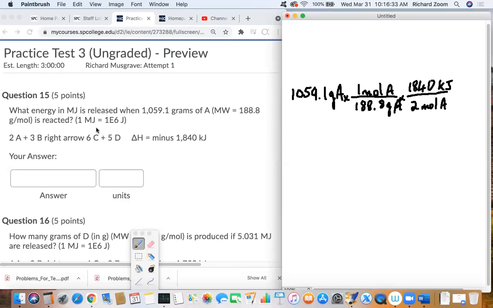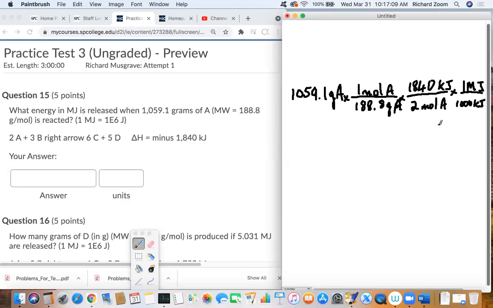Now that gives us kilojoules, but what we're looking for is megajoules. And I've got a conversion here where 1 megajoule is equal to 10 to the 6 joules. But we also know that 1,000 kilojoules is equal to 1 megajoule based on that. So 1 MJ is 1,000 kJ. Remember that that would be 1,000 joules. So I'm just doing a little shortcut here to get to that point.